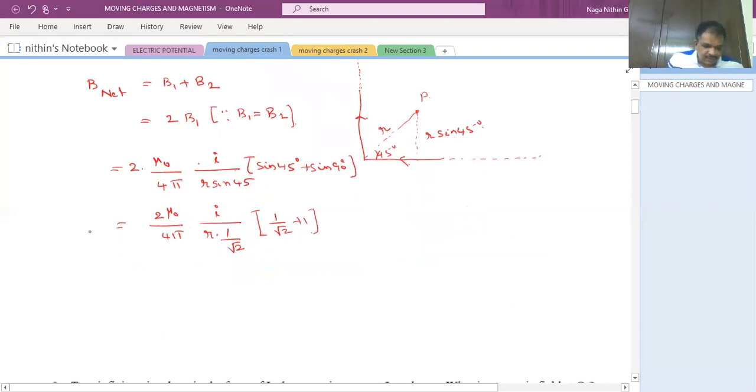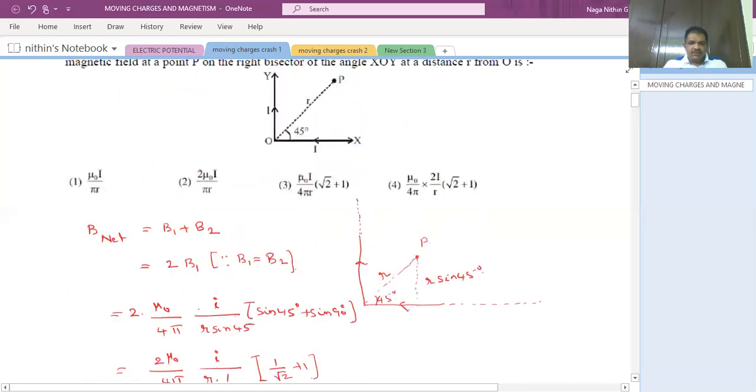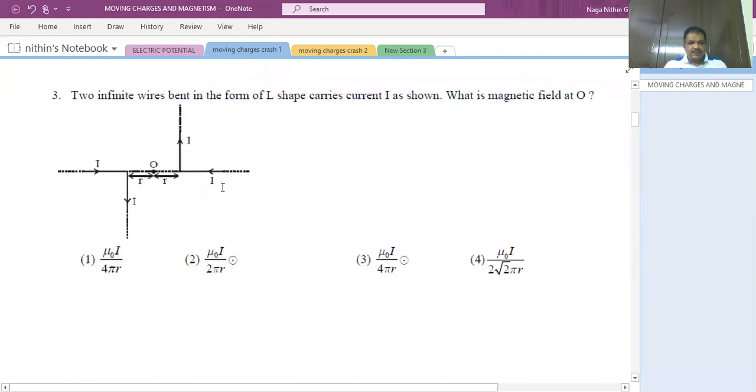So how much will we get here? See, B net is equal to mu naught by 4 pi, 2 I by R, into root 2 plus 1, or 1 plus root 2. Okay, so this is the option for it. Fourth option. See the next question.